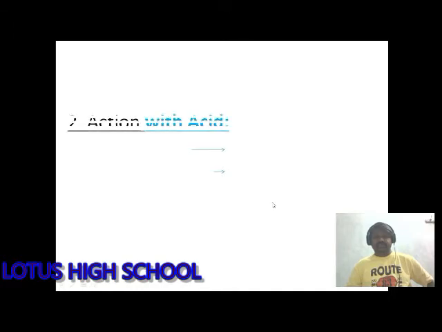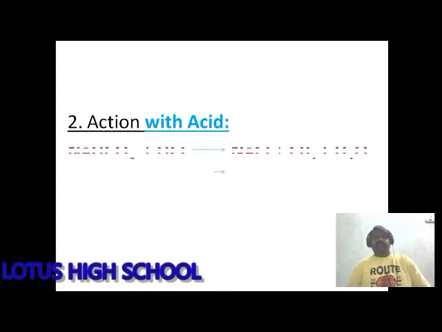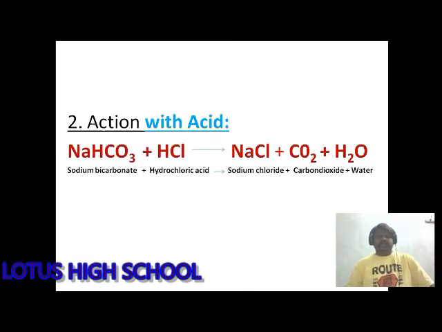Next, action with acid. I already told you before that baking soda has a base nature. So due to that base nature, it reacts with the acid. See here, baking soda reacts with hydrochloric acid. It gives NaCl plus CO2 plus water. Let me say, take one dry test tube. In the dry test tube, place some amount of sodium bicarbonate. To this bicarbonate, add hydrochloric acid or sulfuric acid or nitric acid. Add it and observe.